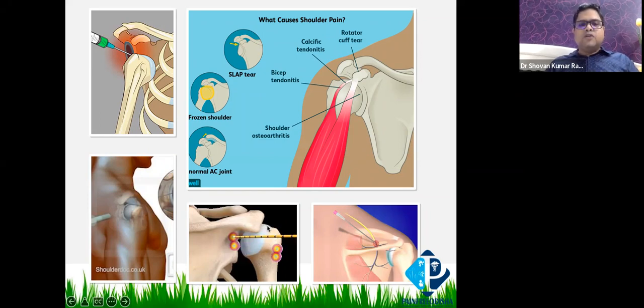So particularly what we do in a frozen shoulder or a periarthritis shoulder, we just try to find out the cause. If it is due to arthritis of the joint itself, either the AC joint or the glenohumeral joint, we can go for intra-articular injection number 1. If not, we can go for a radiofrequency ablation.